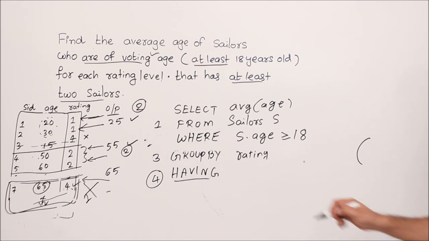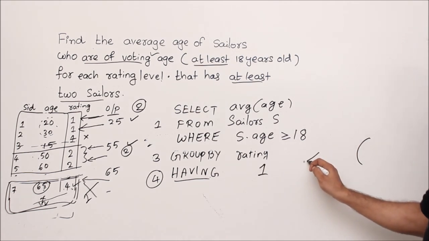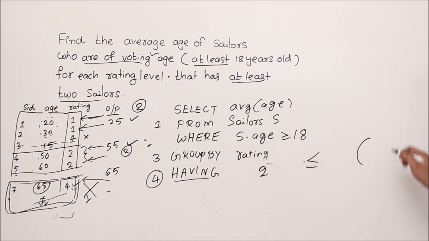What I do is I write like this, try to understand it. Having 1, so less than, sorry, greater than, otherwise you can keep 2 also. 2 less than or equal to, select count of star from sailors T, where T dot rating equal to S dot rating. Try to understand this query, we'll see what happens.